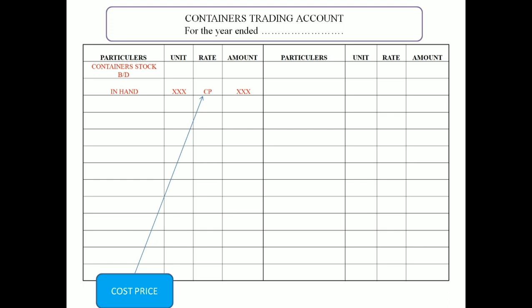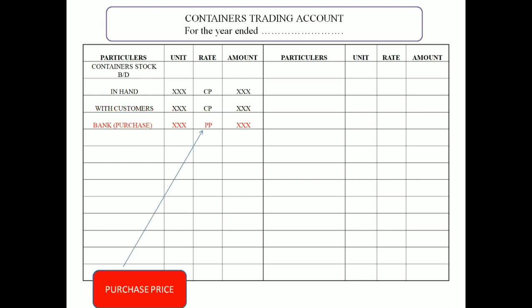That is called container stock brought forward, the opening stock of containers brought forward from the last year, in hand. That is calculated at CP, that is, cost price. The rate is the cost price. Container stock in hand. At the same time, there will be another item, that is containers with customers. That is also calculated at cost price. Containers with customers.